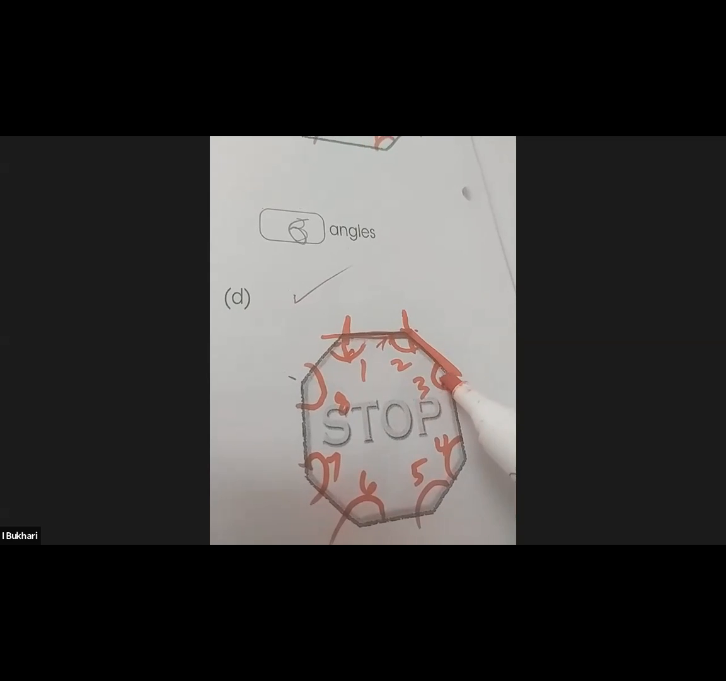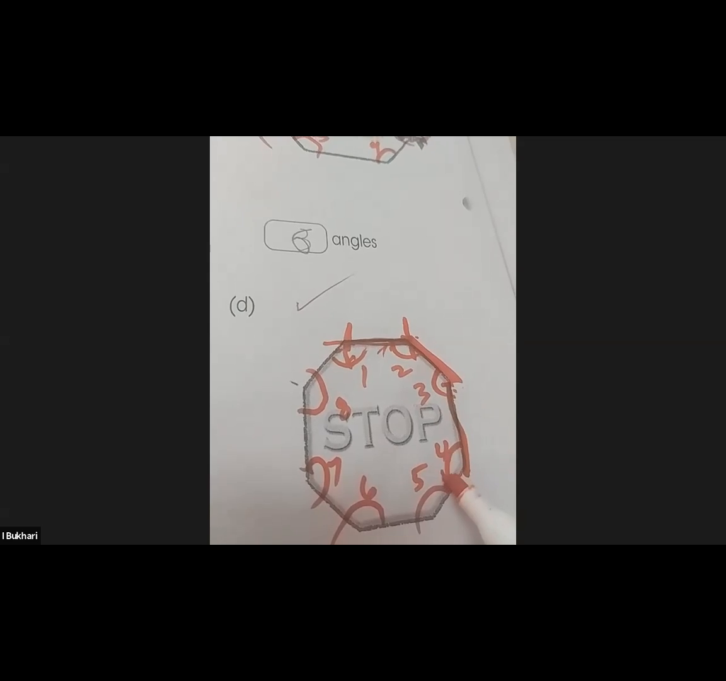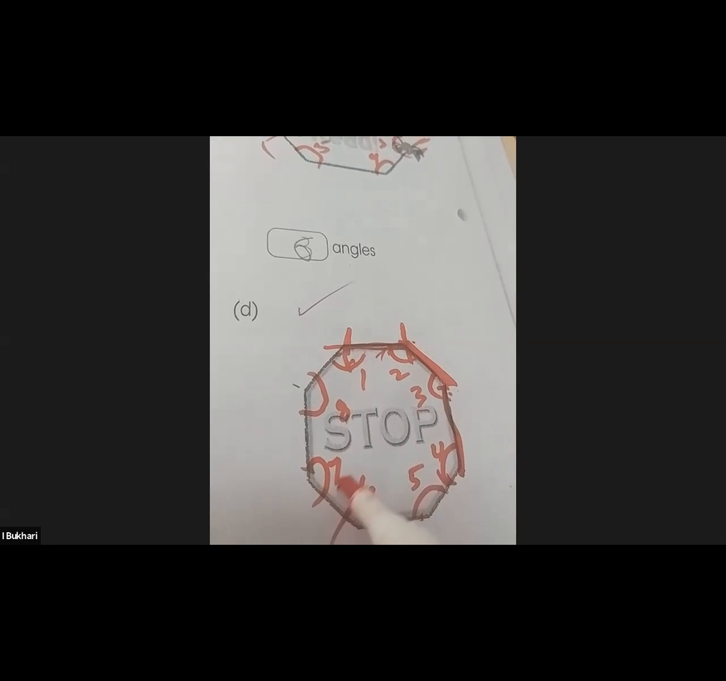Did you understand that? So this is one angle, 1, 2, and then again this is in a different direction, 3, then this is 4, 5, 6, 7, 8. Okay, I hope you understood this. Harim, did you understand?